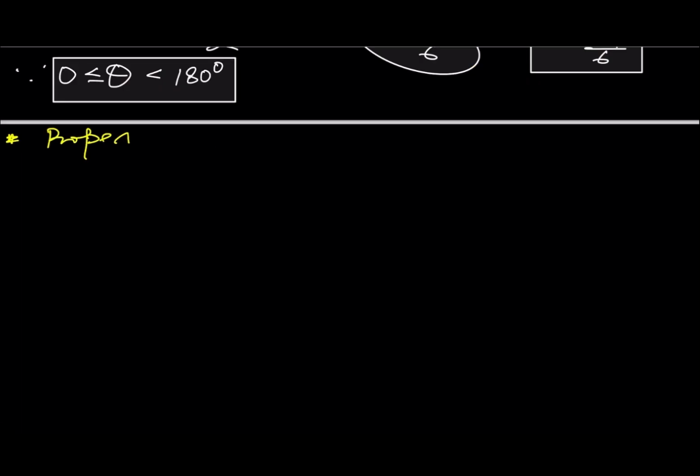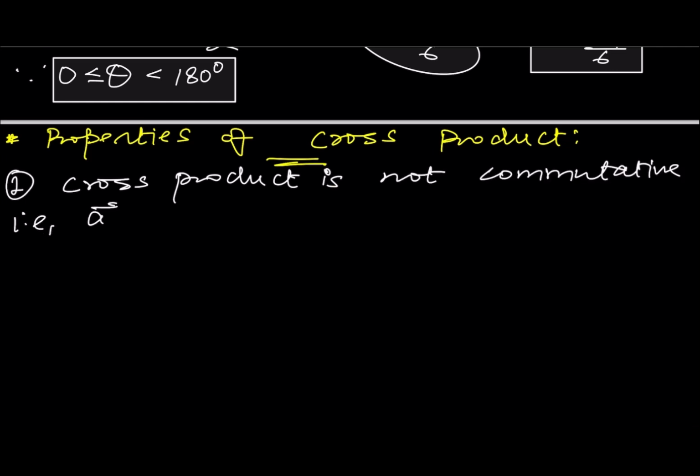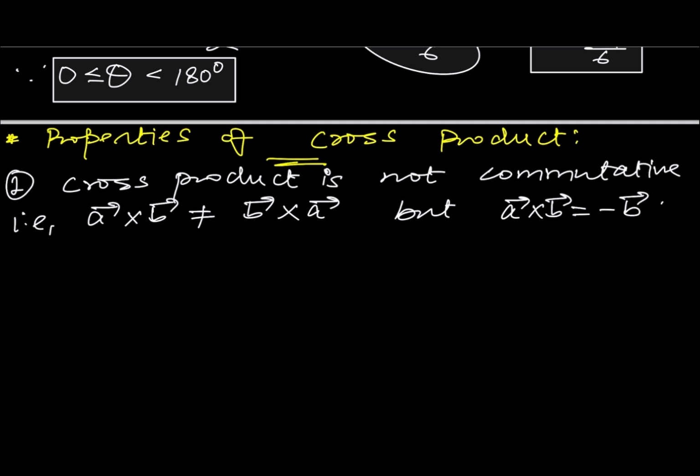Properties of cross product. First property is cross product is not commutative. It is A cross B is not equal to B cross A, but A cross B is equal to minus of B cross A. Means sign will get changed. If you reverse the order, then minus sign will be introduced.